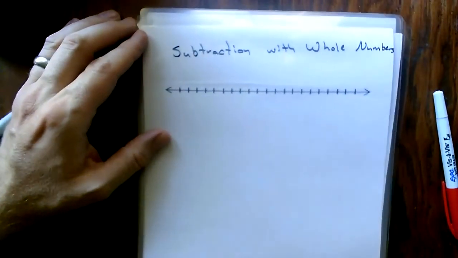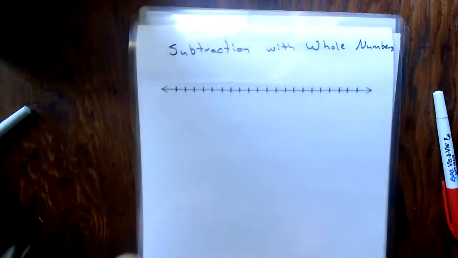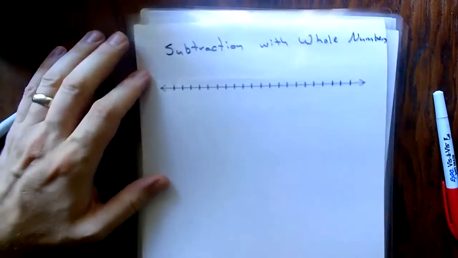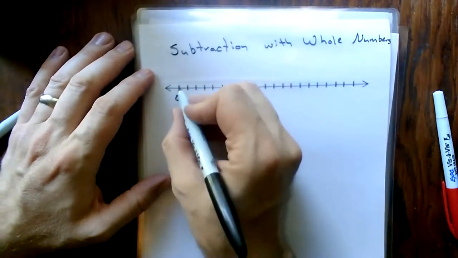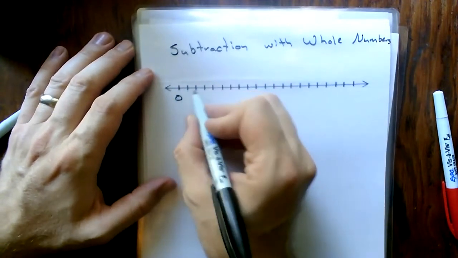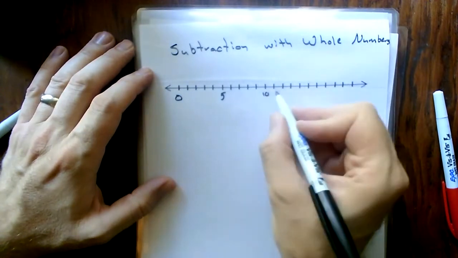All right, we're going to be talking about subtraction with whole numbers. And the process of subtraction is fairly straightforward. If we can think of counting as sort of adding up, so 1, 2, 3, 4, 5, 6, 7, 8, 9, 10.